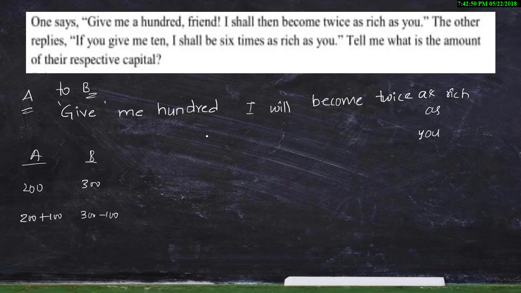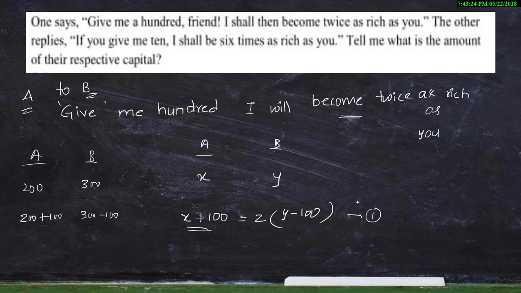Now let us imagine the initial amounts of A and B as X and Y. Now A is asking B to give me 100. So for A it will be X plus 100, for B it will be Y minus 100, and the relation is I will become twice as rich as you. Twice means multiplying by 2. So this is one of the equations.